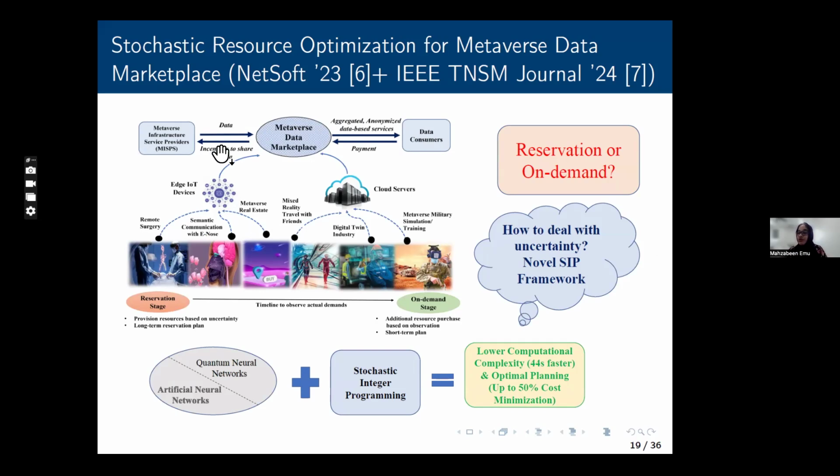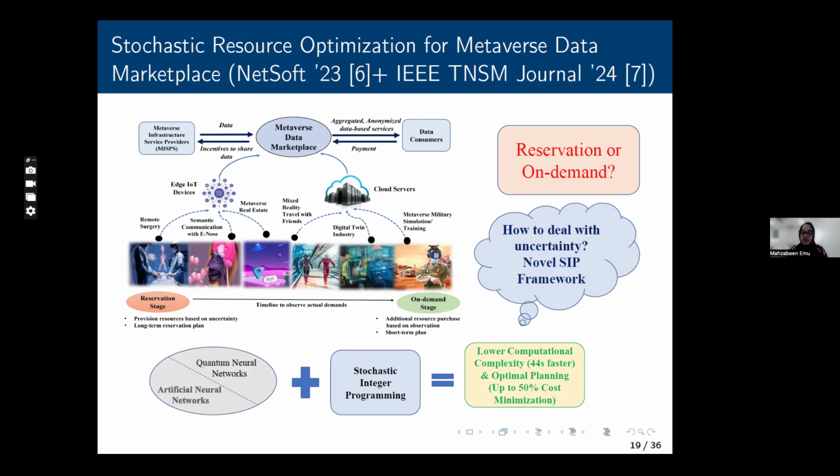Here we have a few key players. The first one is metaverse infrastructure service providers, and they basically collect some virtual reality data and sell that anonymized data or data-based services to data consumers, and in exchange they receive some kind of incentives or payments. But the unfortunate thing is that metaverse infrastructure service providers use edge IoT devices and cloud servers for storing or processing those data, but those devices and cloud servers are not directly owned by them, right?